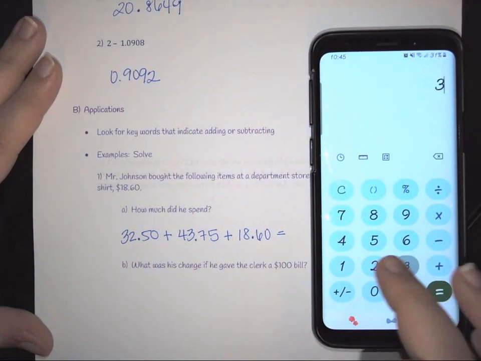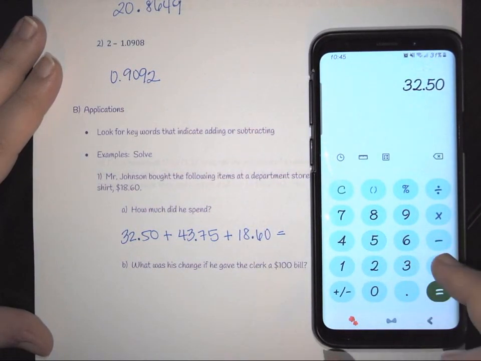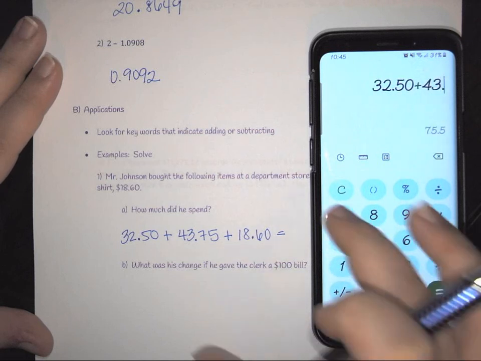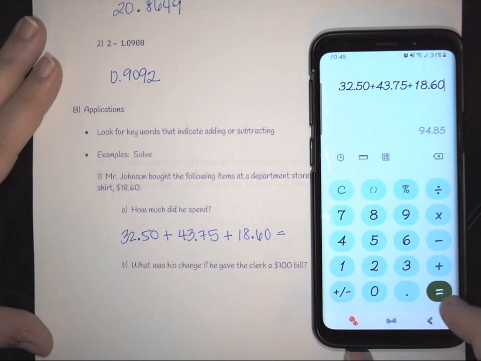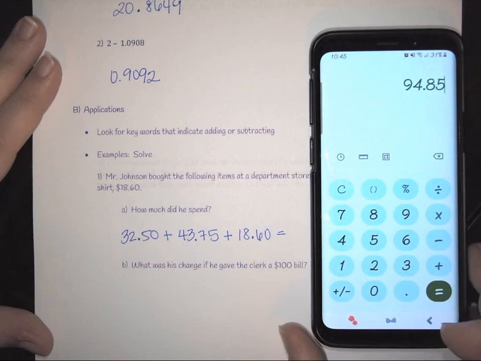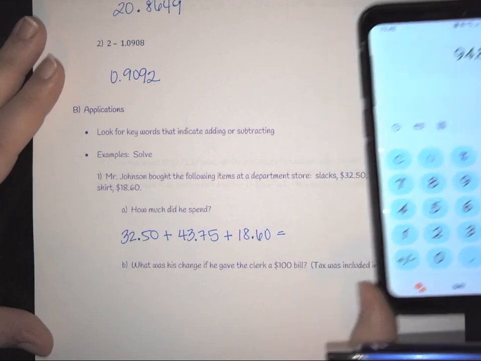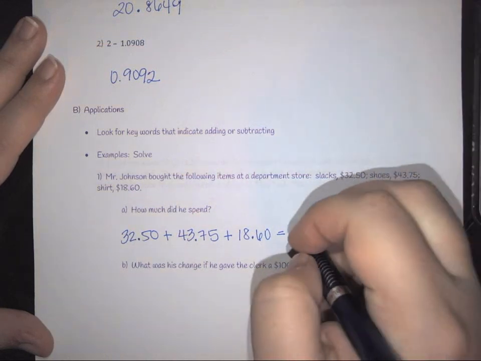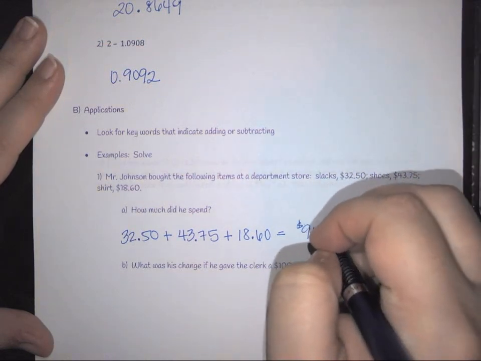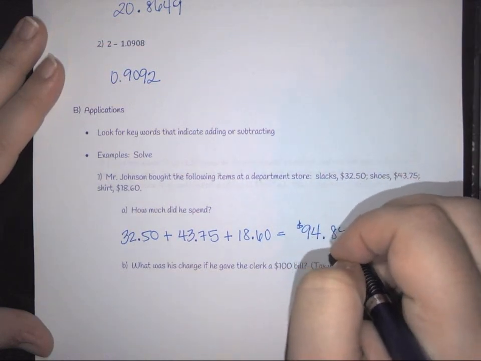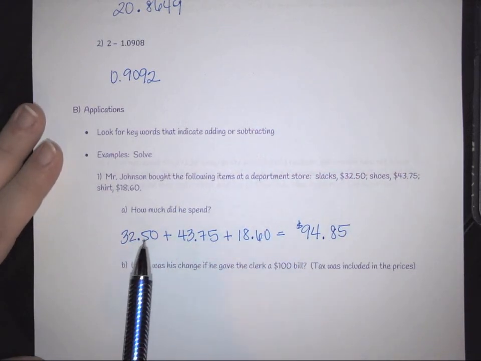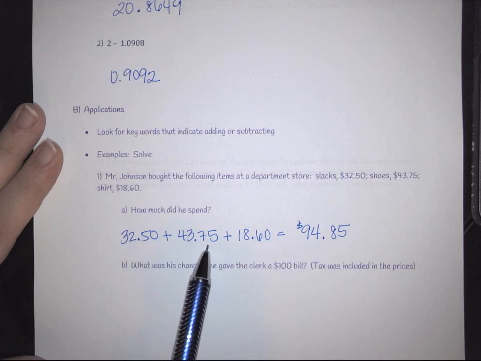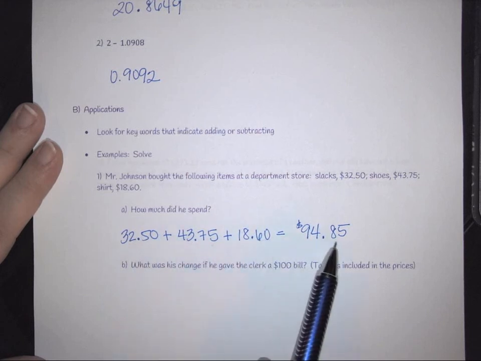Now that you've set it up, we can use our calculator in order to solve it. So we have $32.50 plus that $43.75 plus $18.60 is going to give me a total of $94.85. Now notice, with all of these decimals, I had only 2 places for each one. Therefore, it makes sense that my answer would only have 2 places.